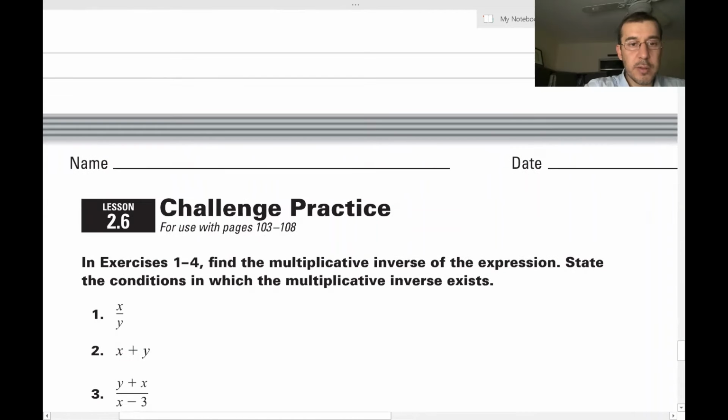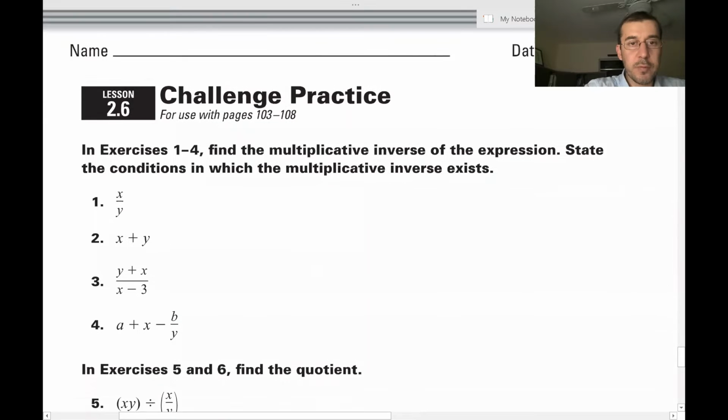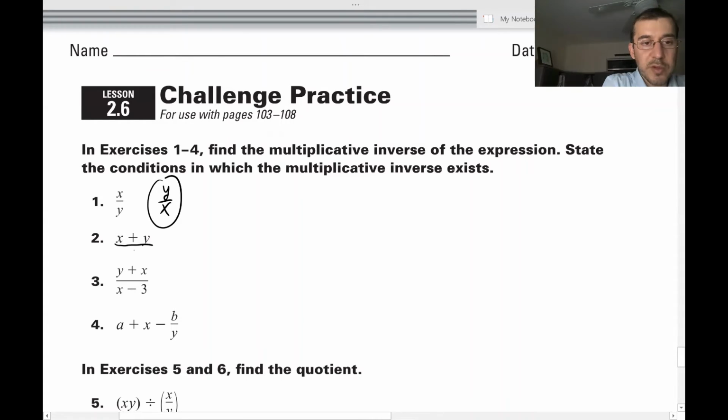Next, challenge practice problems. In exercises 1 through 4, find the multiplicative inverse. So for number 1, x over y, the inverse would be y over x. For number 2, we know that x plus y is the same as x plus y over 1. So the multiplicative inverse would be 1 over x plus y.